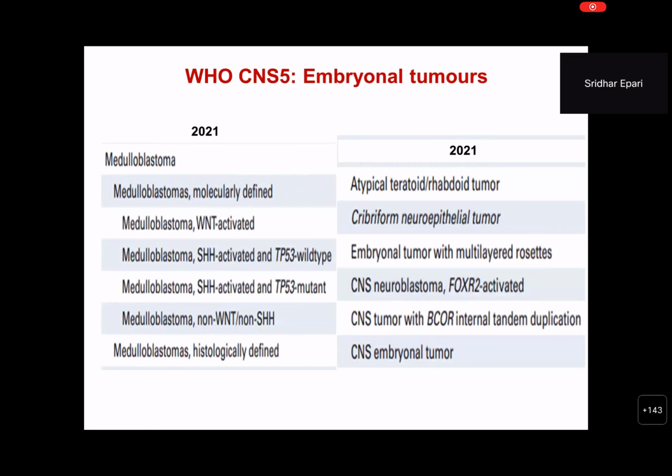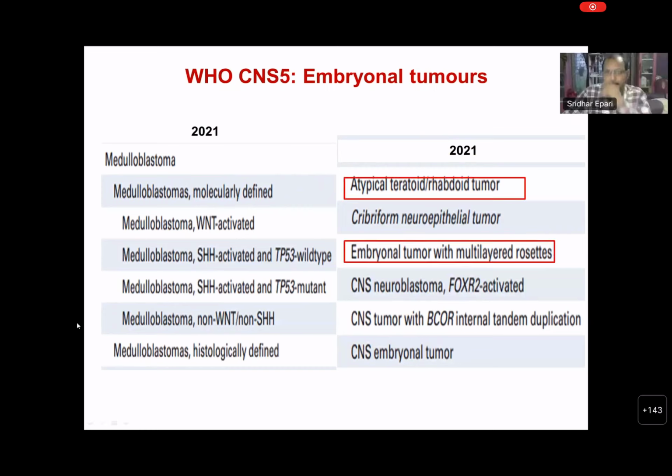NOS. Of these, atypical teratoid rhabdoid tumors and embryonal tumor with multi-layered rosettes, what we call ETMR, are molecularly defined, at least in terms of variant alteration. The rest of the tumors are based on a certain amount of methylation and a certain combination of alterations. These 2 tumors can be identified by immunohistochemistry, which we'll cover today.